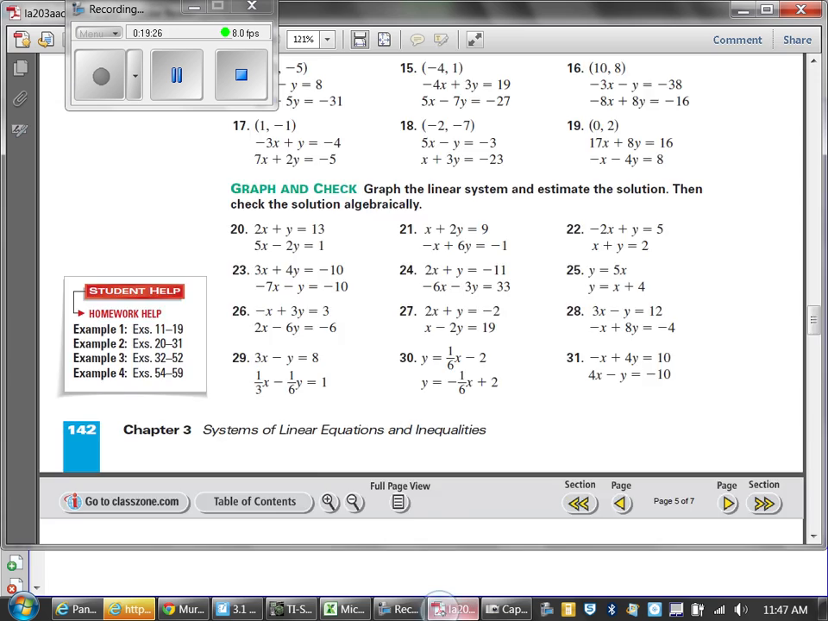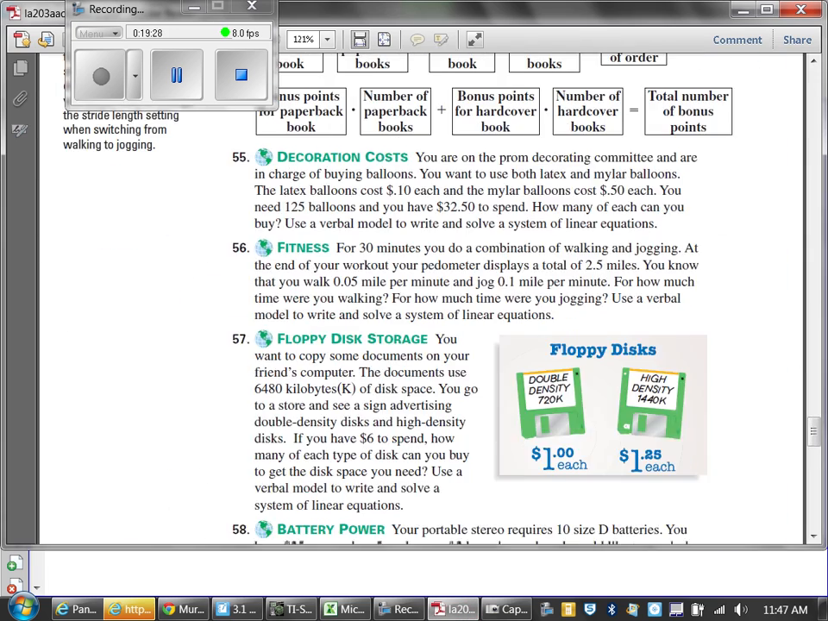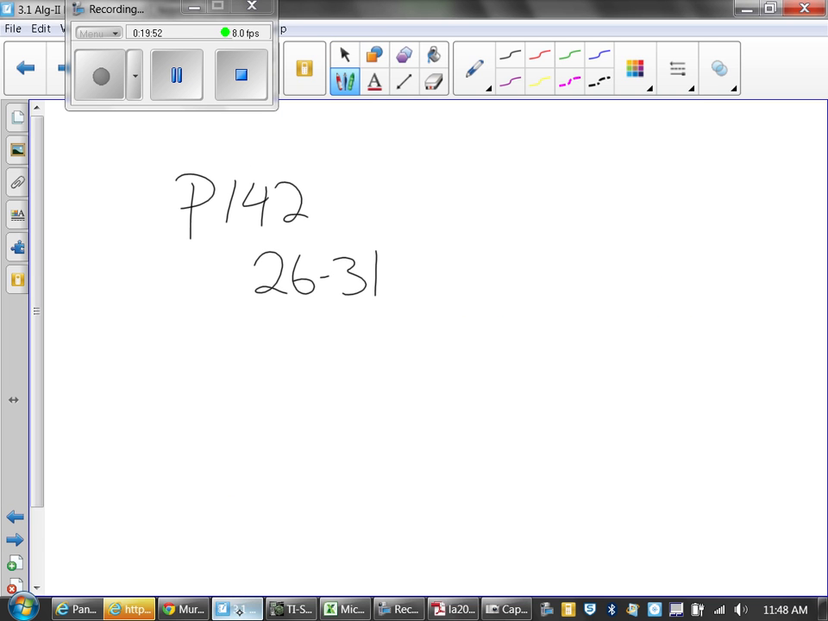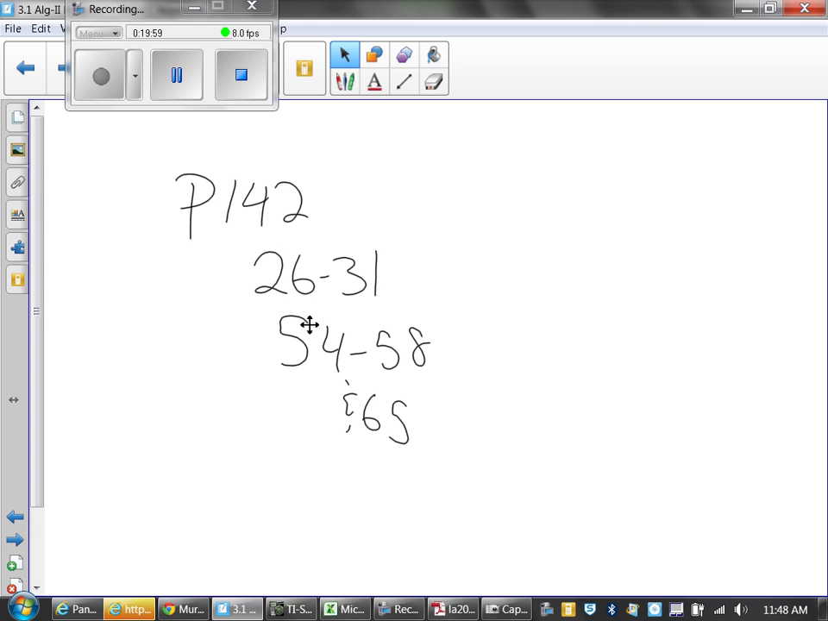And then the other part is numbers. The other ones are numbers 54 through 58 and 65. There's your homework.